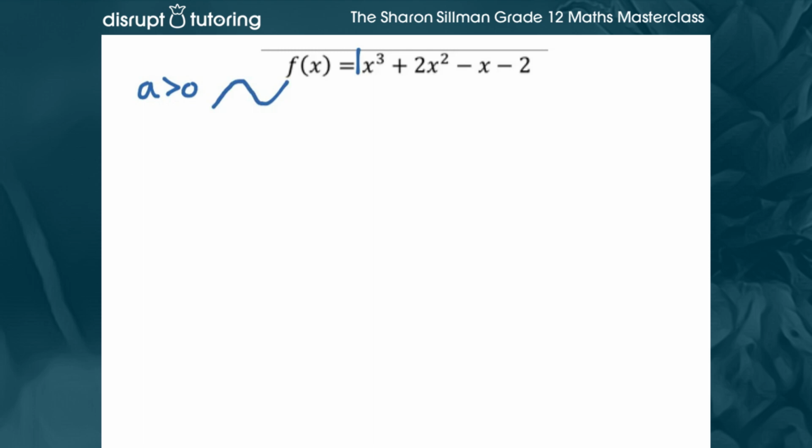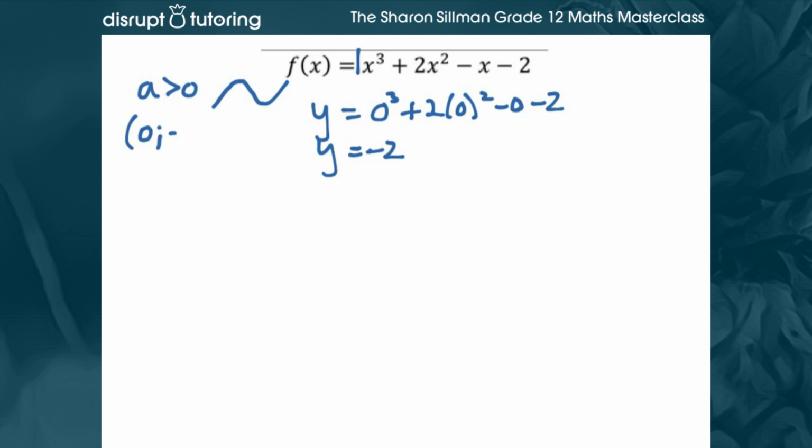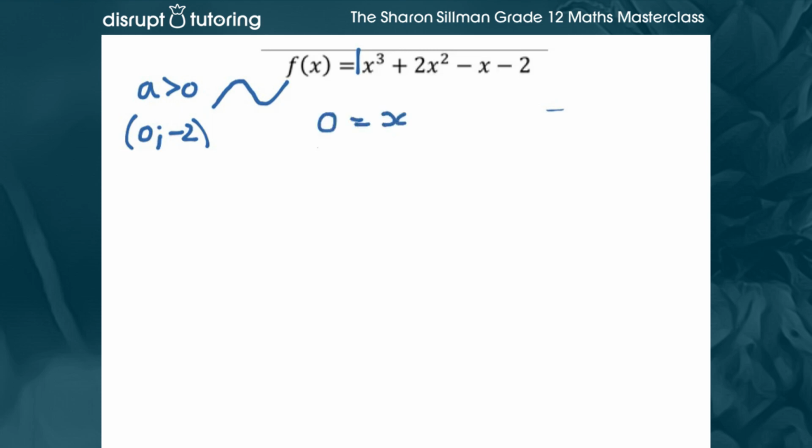Then we're going to look for the y-intercept, and we find the y-intercept by making x equal to 0. So y is equal to minus 2. So the y-intercept is 0 minus 2. Then we're going to look for the x-intercepts, and we do that by making y 0.